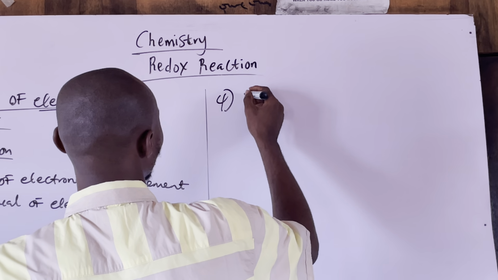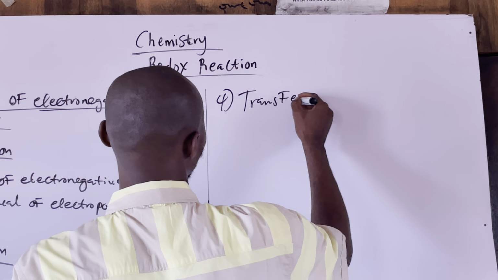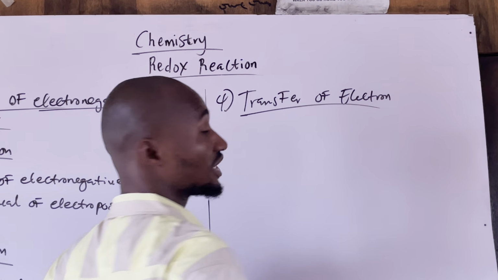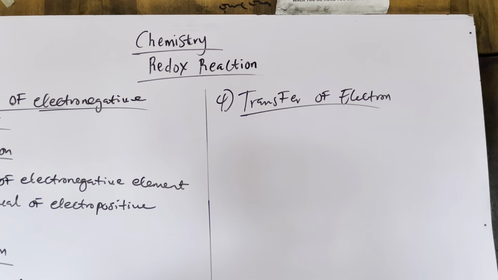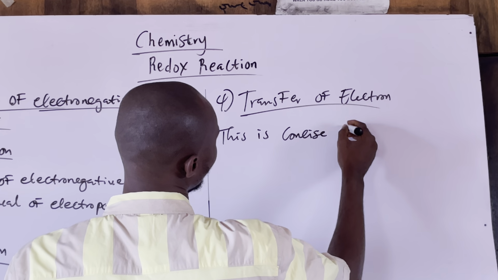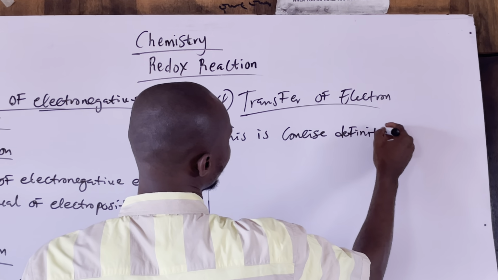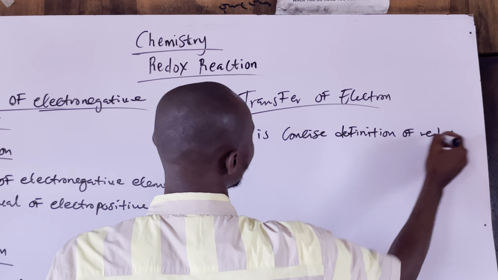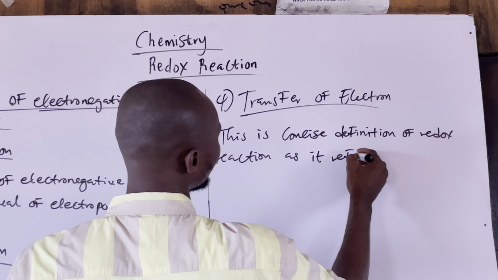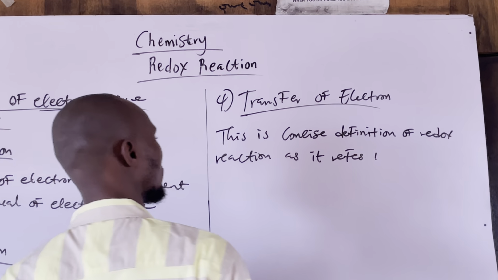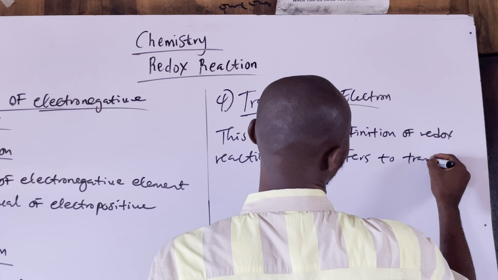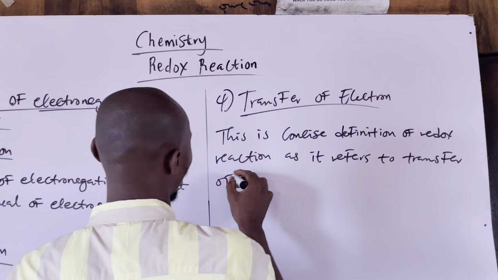Okay, the last but not the least is what? Transfer of electron. Is that correct? Yes. Now, we can say that this is the concise definition of redox reaction as it refers to transfer of electron.